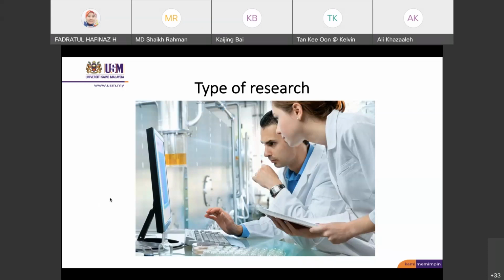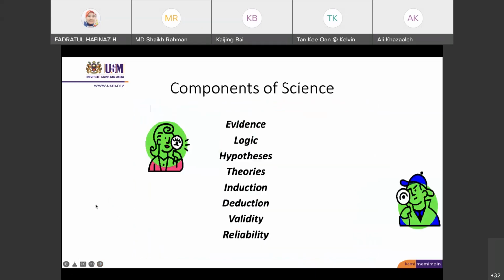There'll be a lot of testing in scientific research, yeah. Okay, here are among the main components of science. We have evidence, logic, hypothesis, theories, induction, deduction, validity, and also reliability.